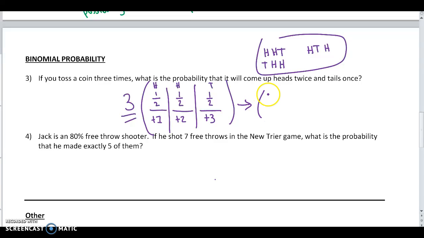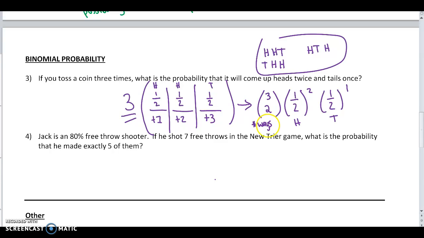That actually comes from there being 3 coin tosses happening total, and we're choosing 2 of them to be heads. This will make more sense in the next example. And then for heads, we want that to happen twice, so it's 1/2 squared. And we want tails to happen once. So this is our heads decision, this is our tails, and this is the number of ways to make that happen.